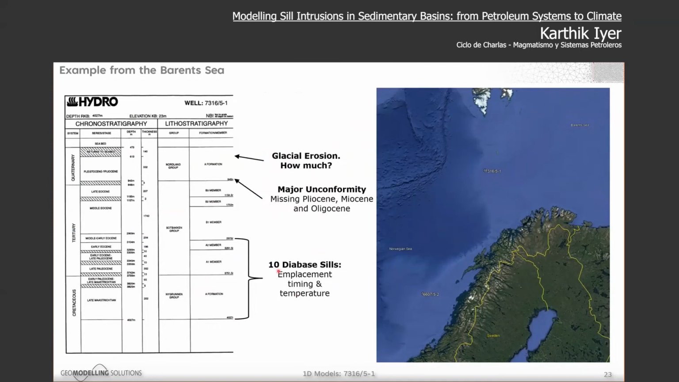Suddenly you have 10 sills being emplaced. The emplacement is at 55 million years, but plus minus 200,000 years. And as I've already shown you, these processes cool within years, not tens of thousands of years. So even though we have a plus minus error bar on our emplacement time, it's not good enough to really figure out how these interact with each other.